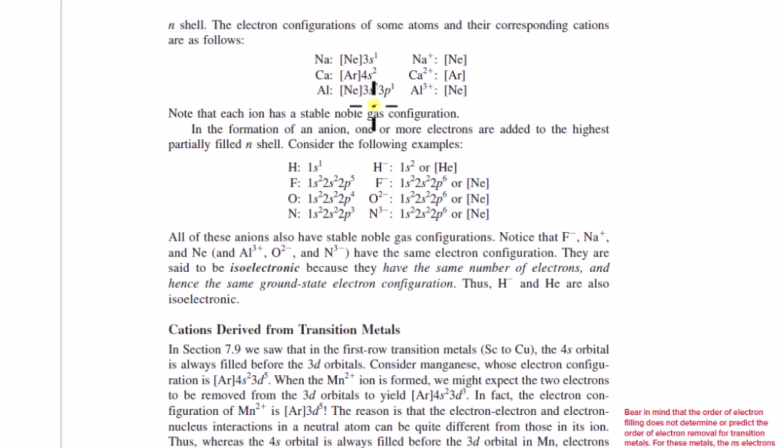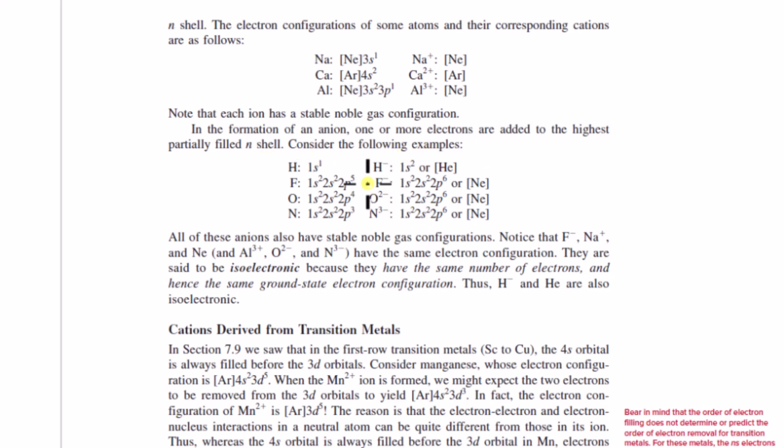But then whenever it loses the 3 electrons to get to that noble gas configuration, it's not like we have to rewrite some special electron configuration that's a little bit different than what we would expect. No, it's just going to be the electron configuration of neon for Al3+. Okay. In the formation of an anion, one or more electrons are added to the highest partially filled n shell.